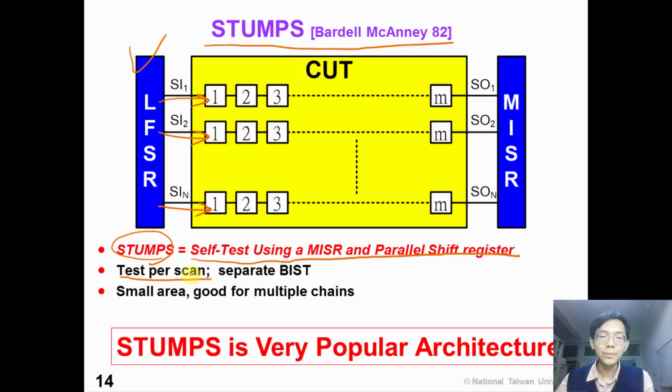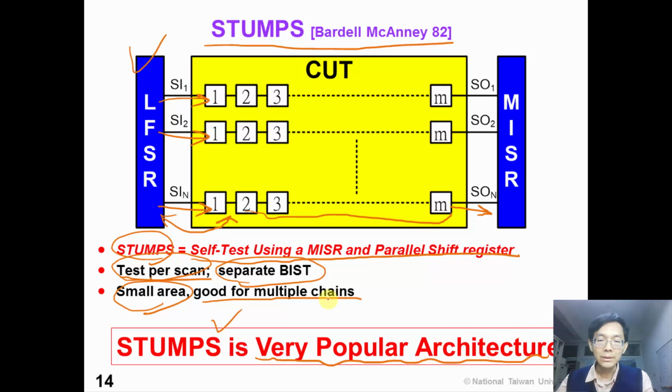This is a test per scan architecture because every time we need to load the scan chain. After that, we can apply a test. And then we need to shift out all the contents to the MISR. So this is a test per scan architecture. It is a separate BIST architecture because the TPG and ORA are separated from the CUT's internal flip-flops. The STUMPS architecture is a very good architecture because the area is very small. It is a very good architecture for a CUT with many scan chains. STUMPS is a very popular architecture that is actually used by many BIST architectures nowadays.